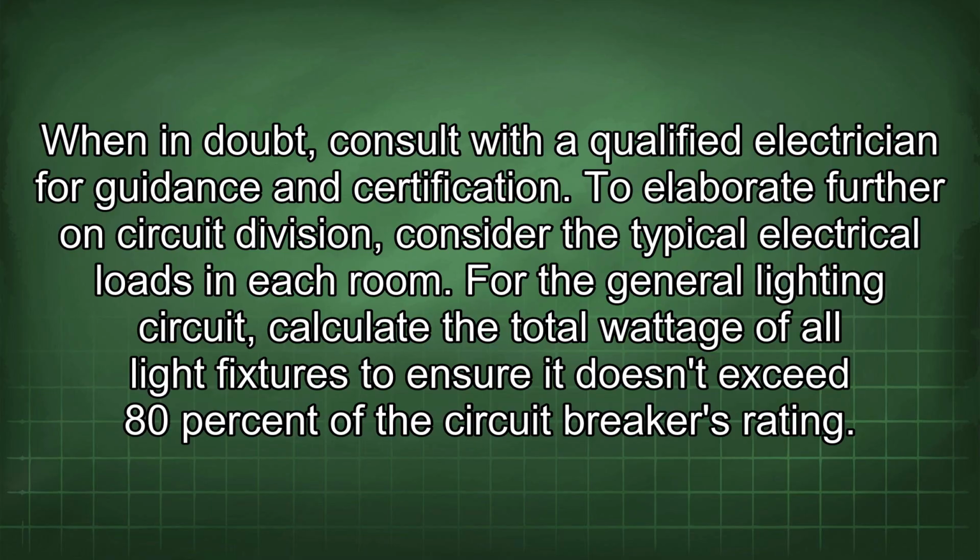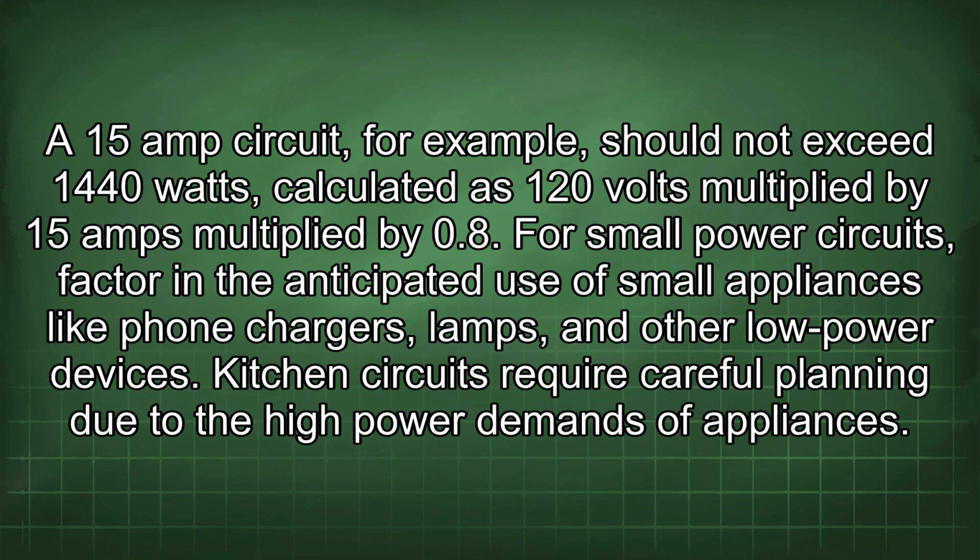To elaborate further on circuit division, consider the typical electrical loads in each room. For the general lighting circuit, calculate the total wattage of all light fixtures to ensure it doesn't exceed 80% of the circuit breaker's rating. A 15 amp circuit, for example, should not exceed 1440 watts, calculated as 120 volts multiplied by 15 amps multiplied by 0.8.